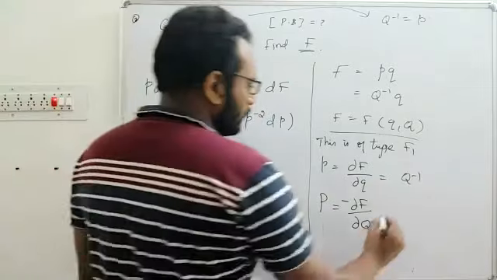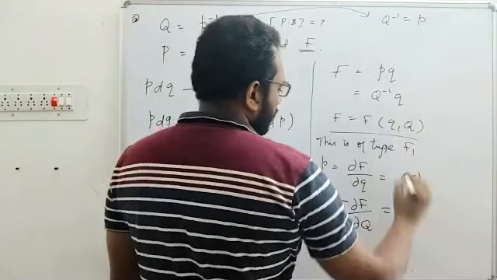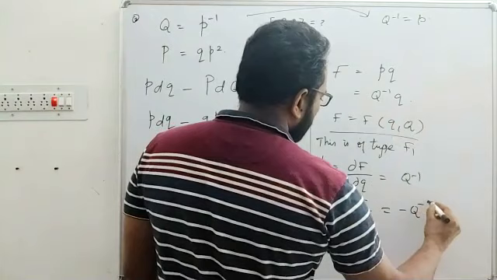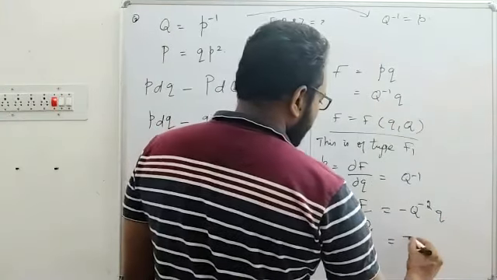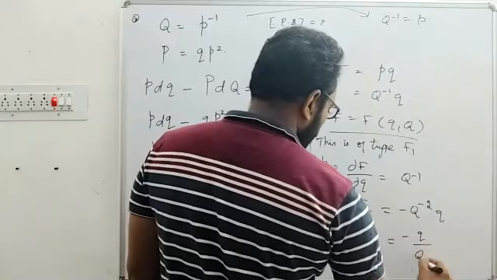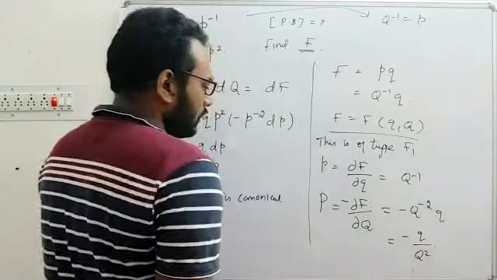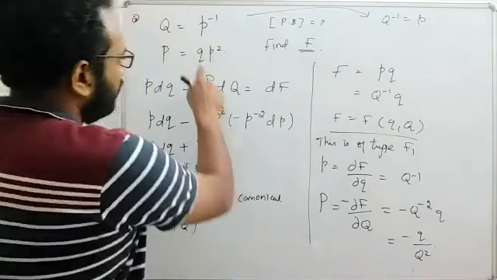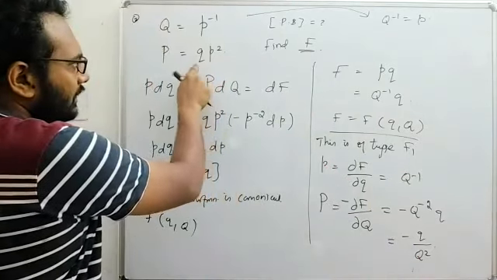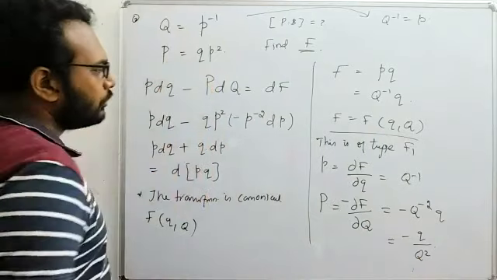So this is equal to minus q raised to minus 2q. That's equal to minus q by q square. Or we can check whether we get this equation. All right. We have got capital P is equal to qp square.